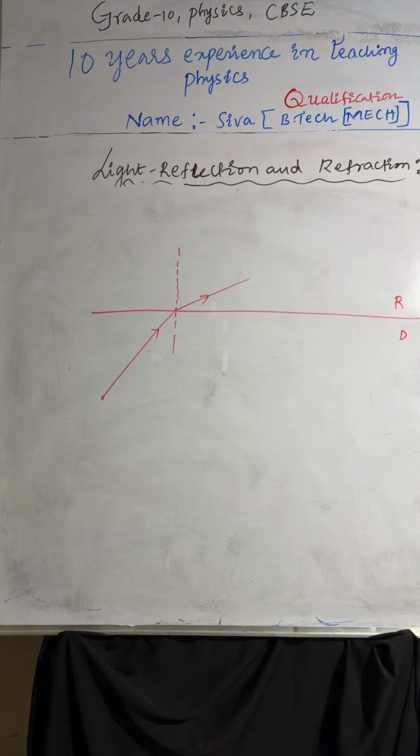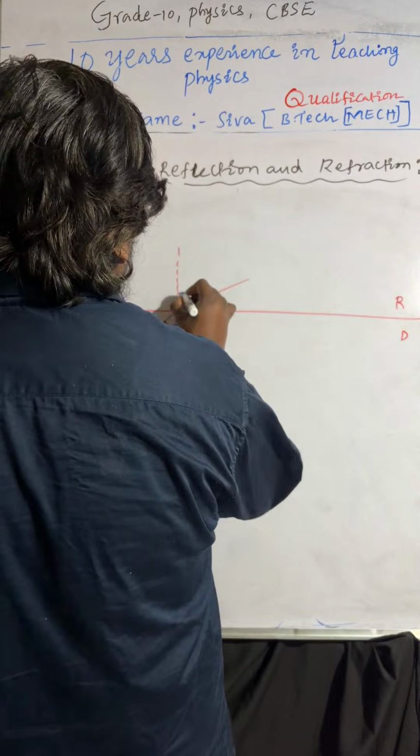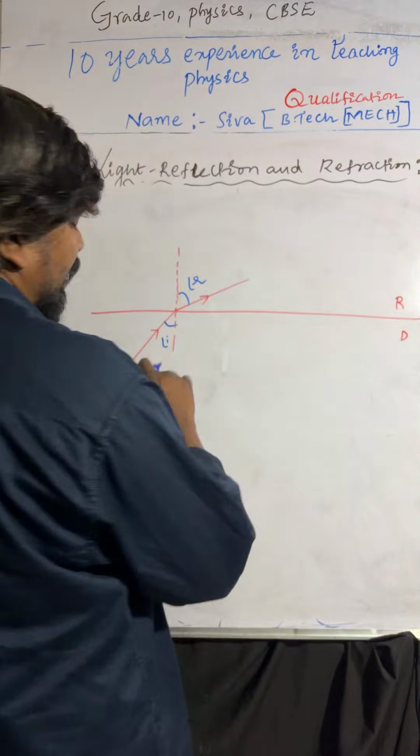Okay, so that is a refraction of light. Is it clear? That is a refraction of light. Okay, done. So from this point, this is the angle of incidence and the angle of refraction.